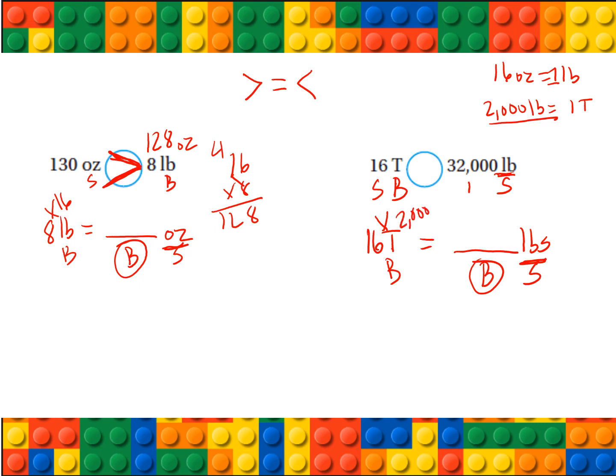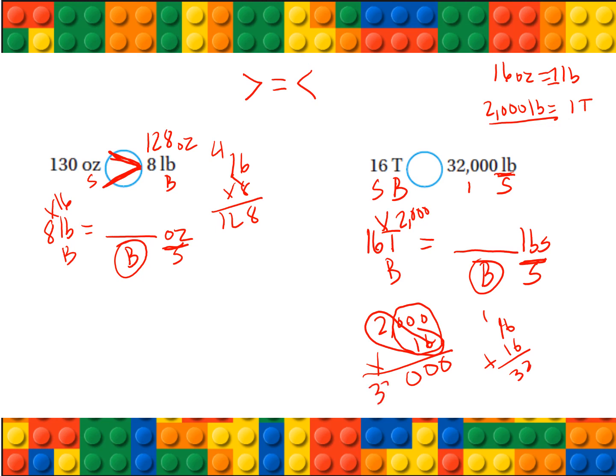And you know that I'm going to take a shortcut here. I know that 16 times 0 is going to be 0. 16 times 2, 16 plus 16 gives me 32. So the answer is 32,000 pounds. So 16 tons is equal to 32,000 pounds. So they are equal. All right? And that's how you do converting customary weight.